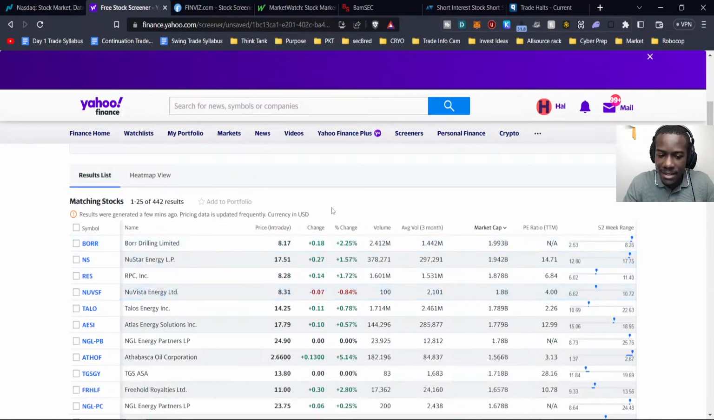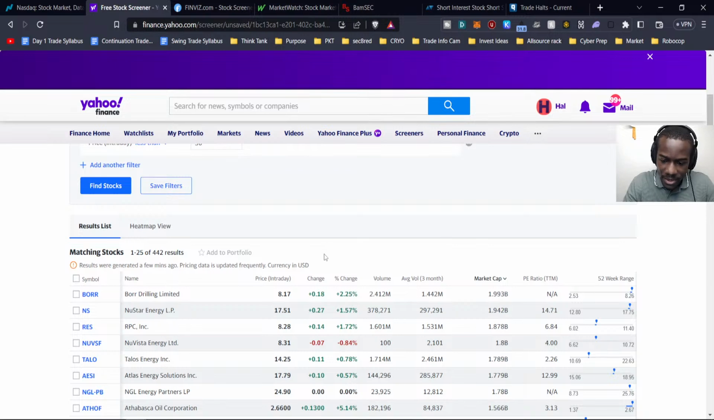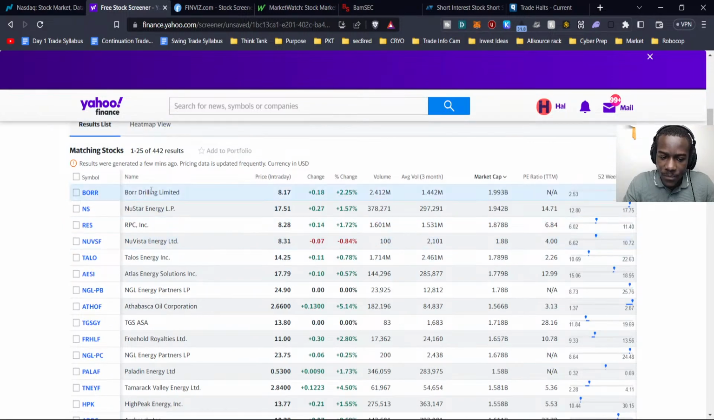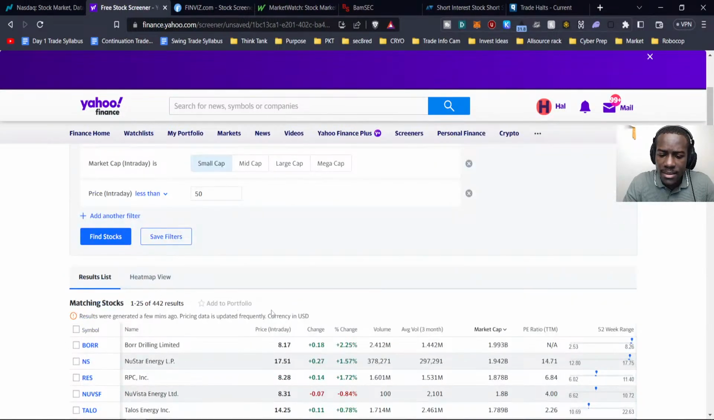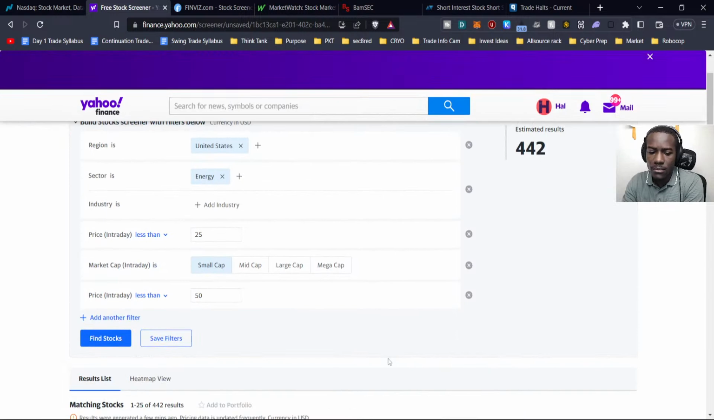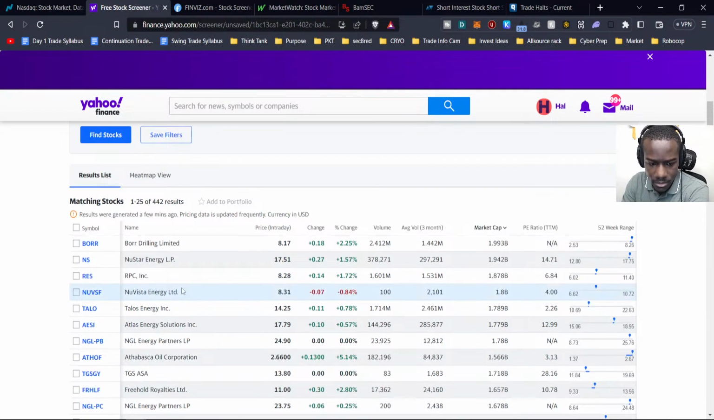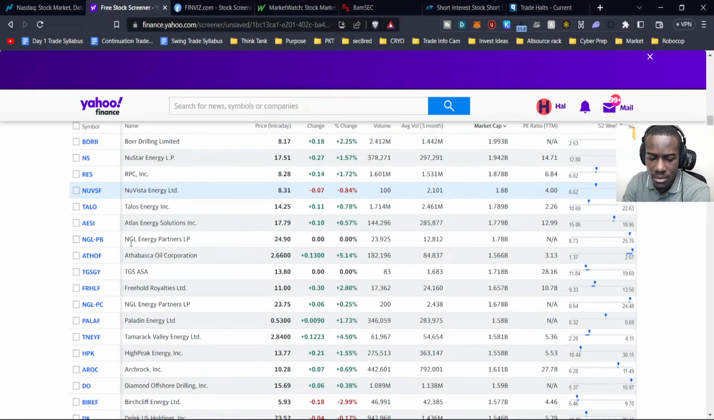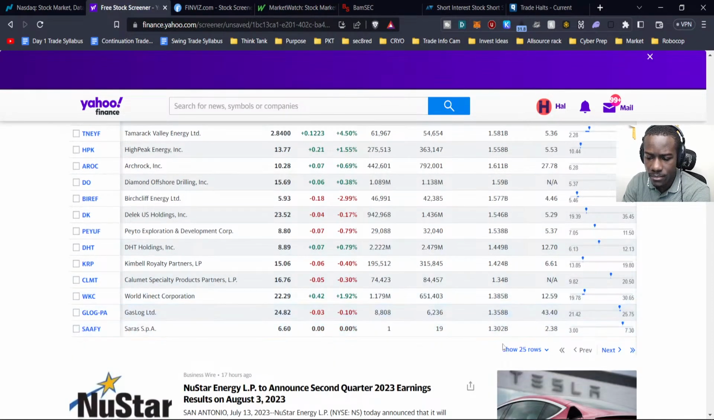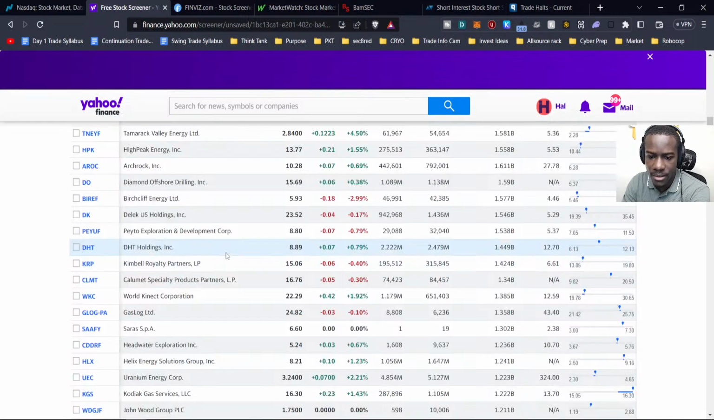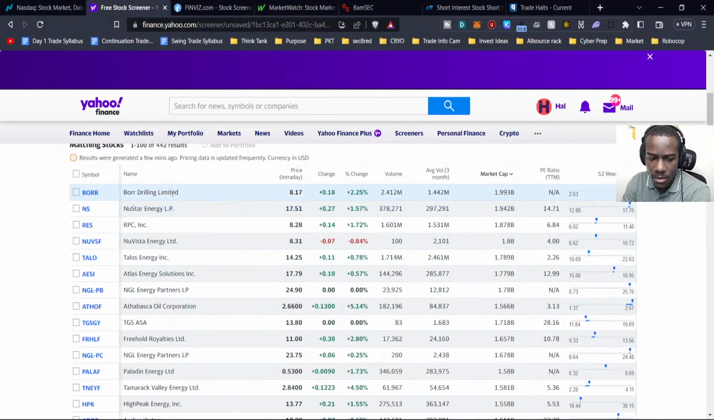And then you can take these and slap them into TOS and see what kind of shares they have and if they're low float and all of that. So let me do that real quick. Let me see if I can export this as a CSV file or something like that. Let's go to 100 in rows.